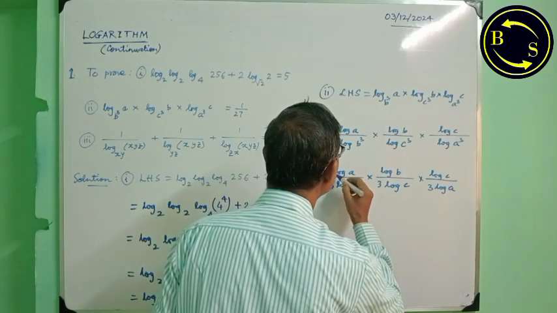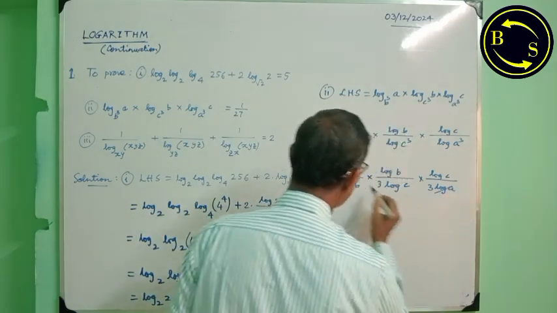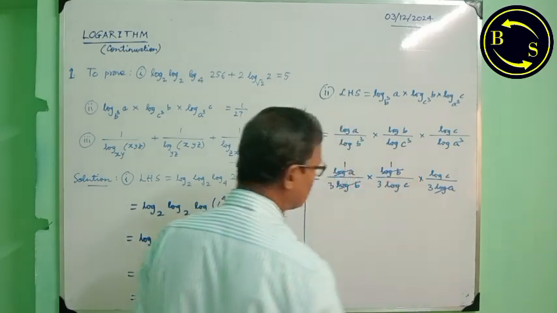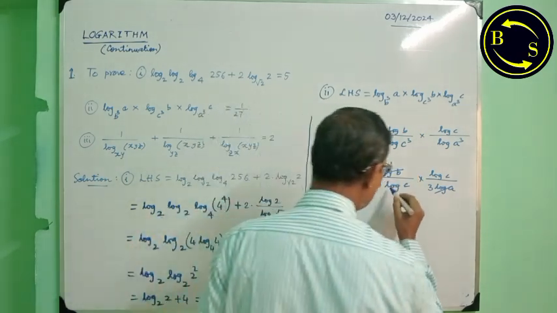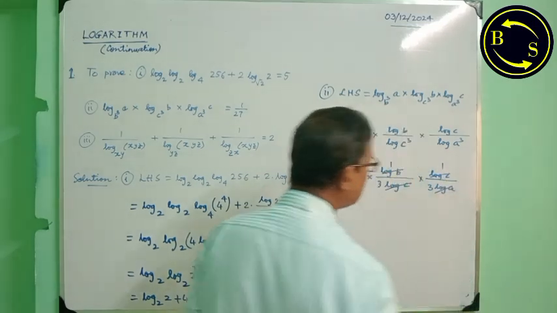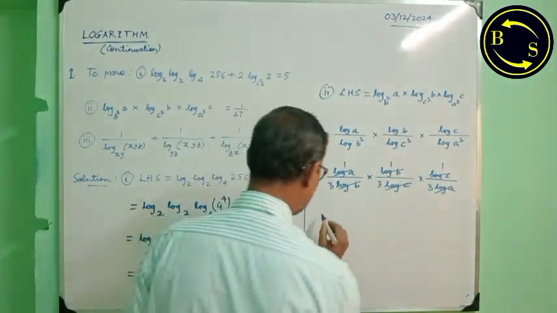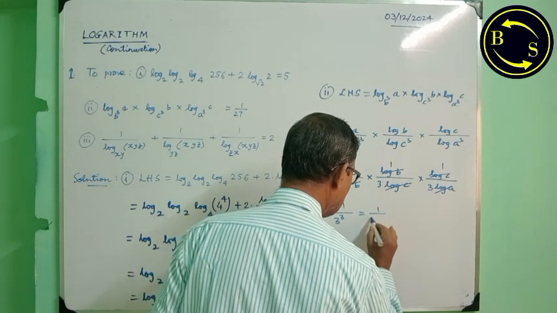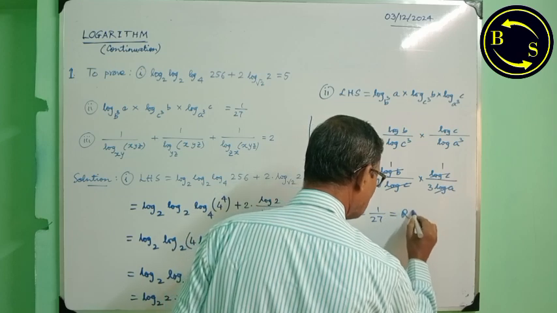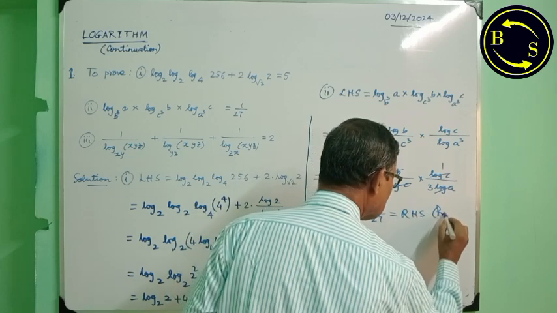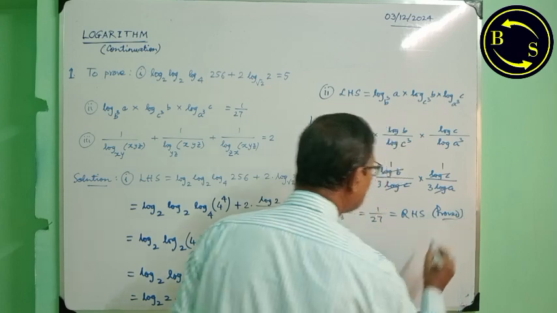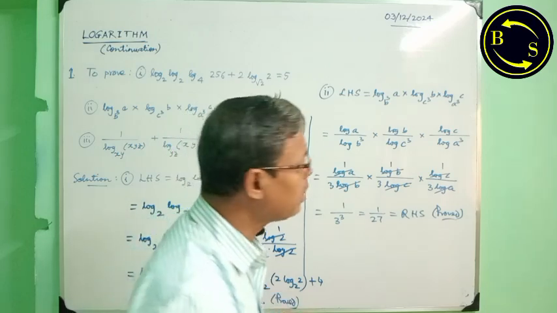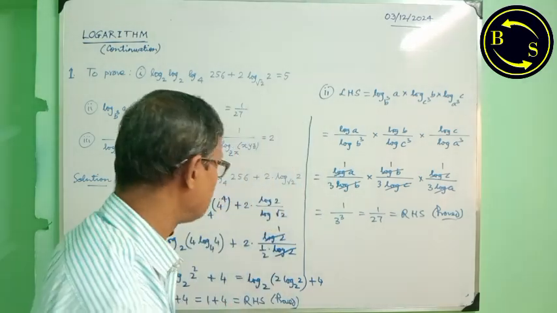Now we see log a cancelled from numerator and denominator, log b cancelled from numerator and denominator, log c also cancelled. Therefore, we get 1 by 3 cubed, that is 1 by 27, RHS proved. In many cases, if you use the base changing formula, the sum will be easier.